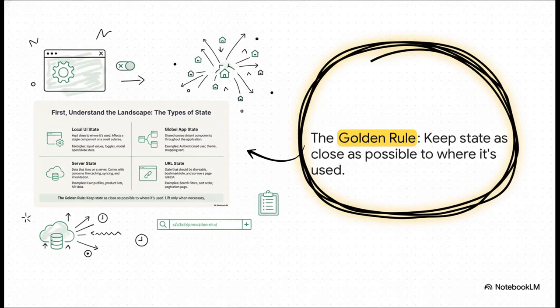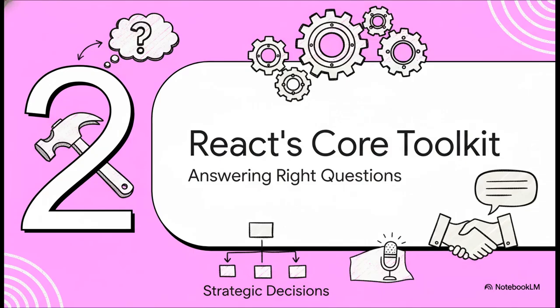Now, through all of this, there's one golden rule. Keep your state as close as physically possible to where it's being used. Seriously, that one principle will solve about half of your problems before they even start. The great news is you don't always need some massive, complicated library. React gives us a fantastic set of tools right out of the box. The whole trick is knowing which question each tool is designed to answer.